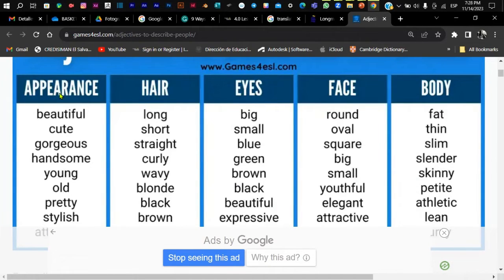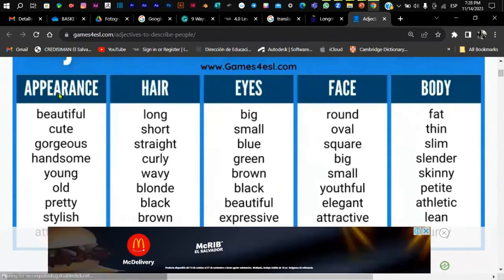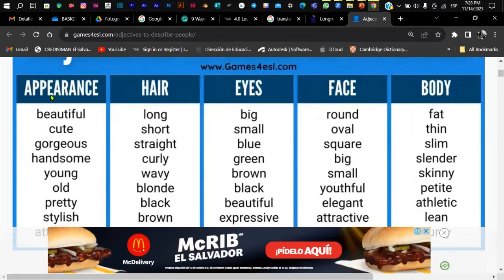Appearance. What adjectives are suitable for appearance? ¿Cuáles puedo usar para describir appearance? You used beautiful. Gorgeous. This is similar to beautiful, but more than beautiful. Más que beautiful. Gorgeous. For men, para hombres.